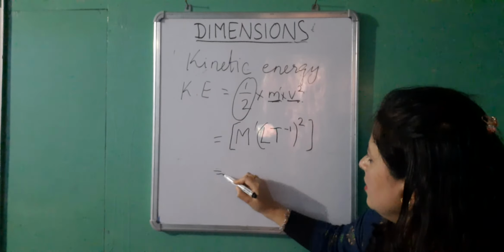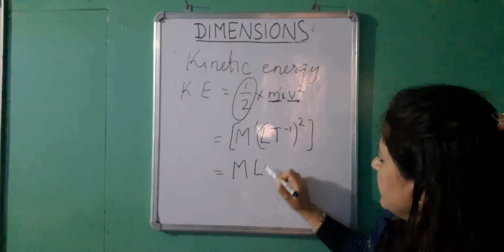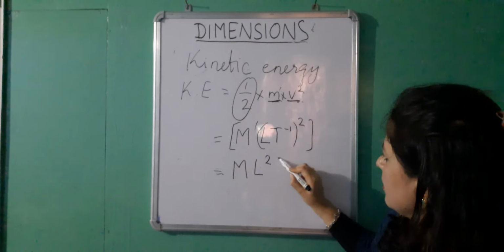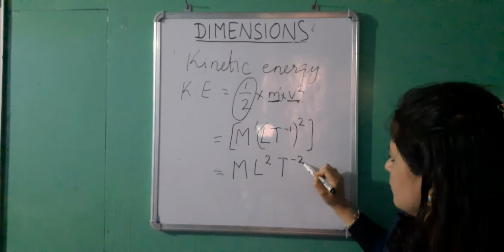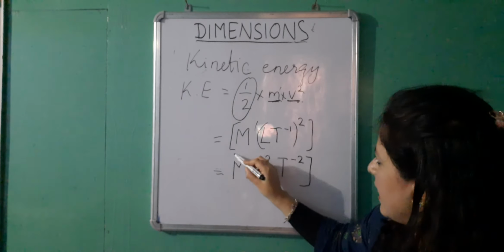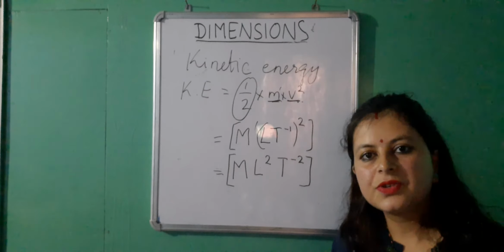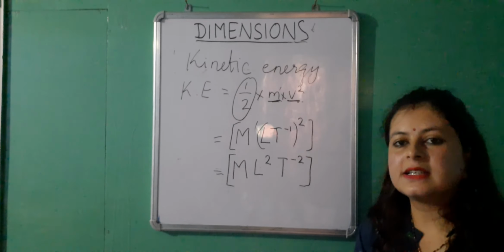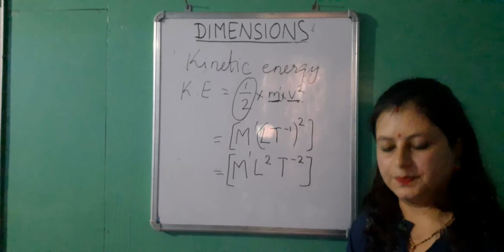Alright. Now, opening the bracket, L also will be raised to the power 2. T also will be raised to the power minus 1 into 2, which is minus 2. So this is the dimensional formula for kinetic energy. And if you are asked to write down the dimensions of kinetic energy, the dimensions are 1, 2 and minus 2.